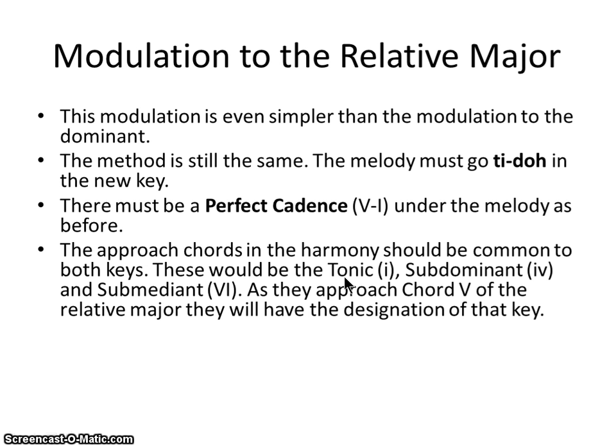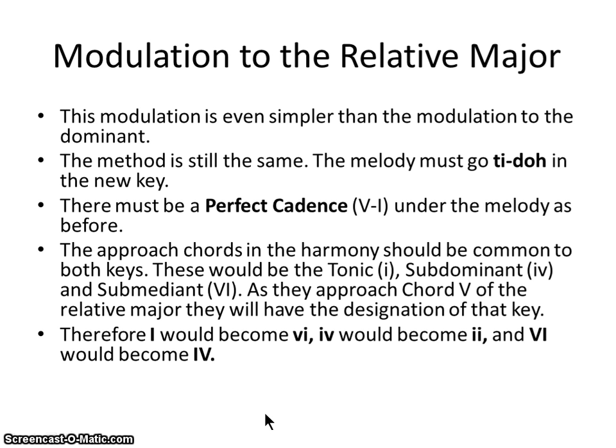These would be the tonic, which is chord 1, the subdominant, which is chord 4, and the submediant, which is chord 6. As they approach chord 5 of the relative major, they will have the designation of that key. Therefore, 1 would become 6 in the new key, 4 would become 2 in the new key, and 6 would become 4 in the new key.